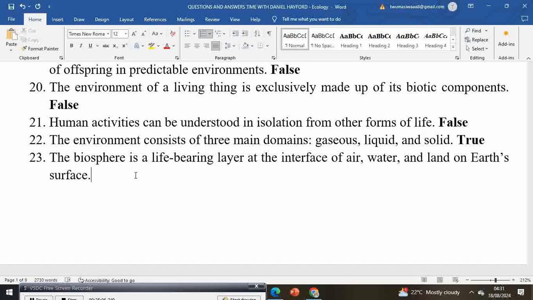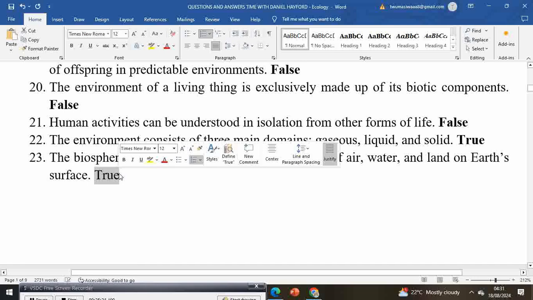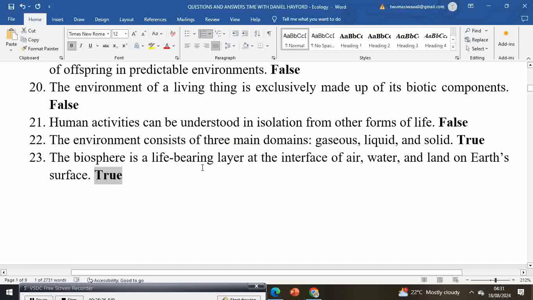Now, question number 23. The biosphere is a life-bearing layer at the interface of air, water, and land on Earth's surface. I think I've also explained this one already. It is true. The statement is true. The biosphere is the life-bearing layer at the interface of air, water, and land on Earth's surface.